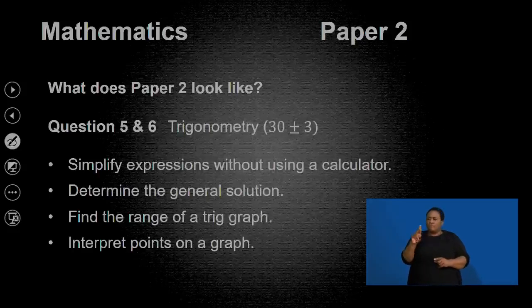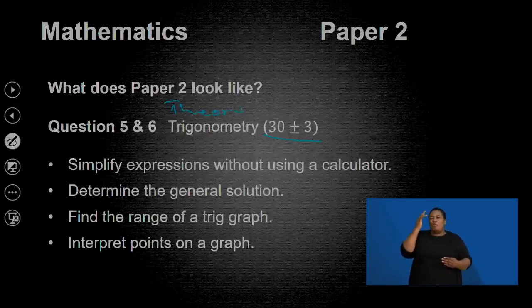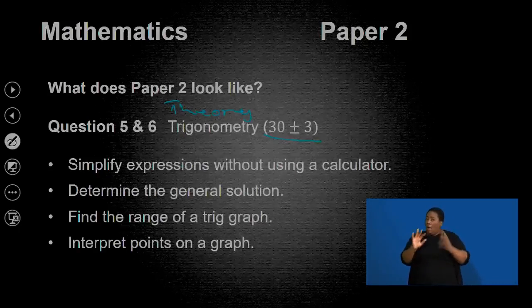Then question 5 and question 6 will be trigonometry, which is mostly 30 plus or minus 3 marks. Specifically here, I'm talking about the theory of trigonometry. So your reduction formulae, your identities, and all of those. You need to know how to simplify expressions without using a calculator.